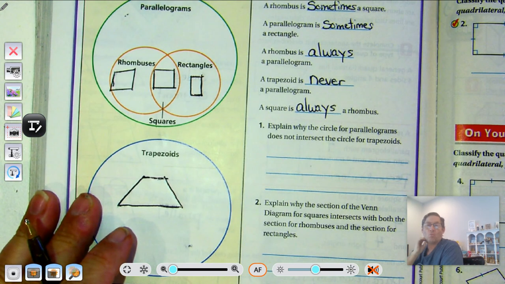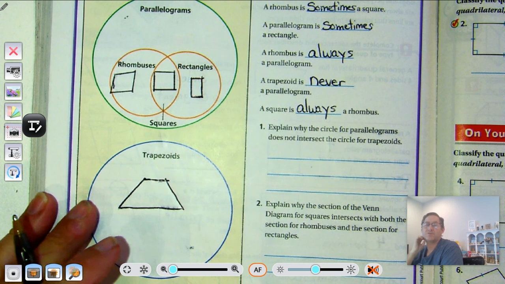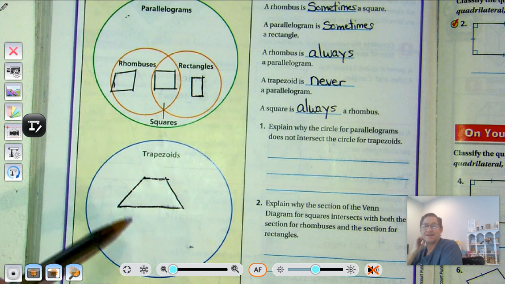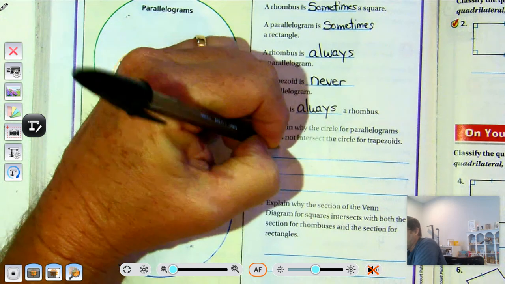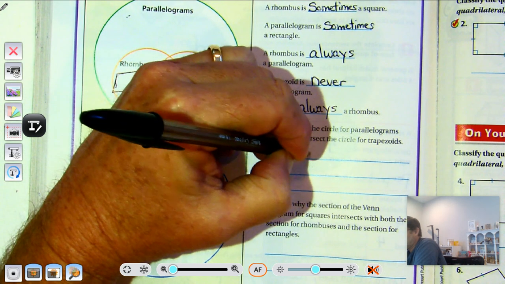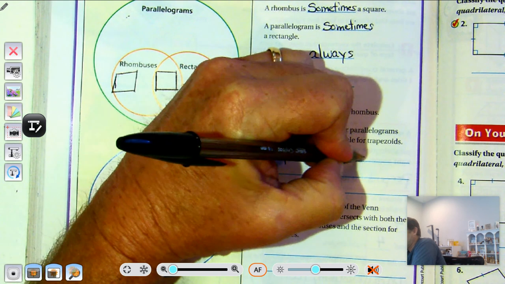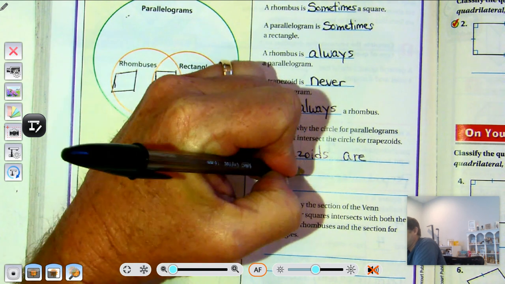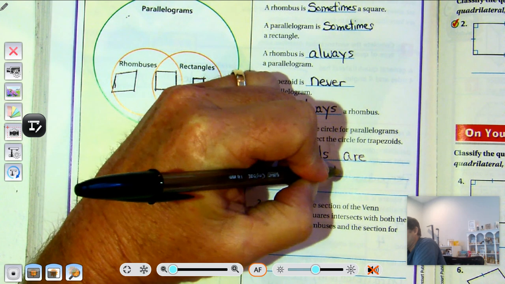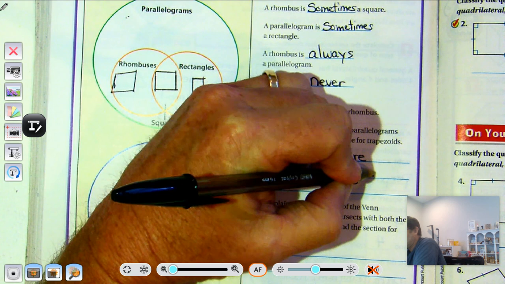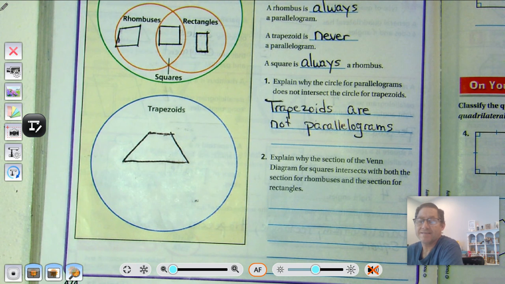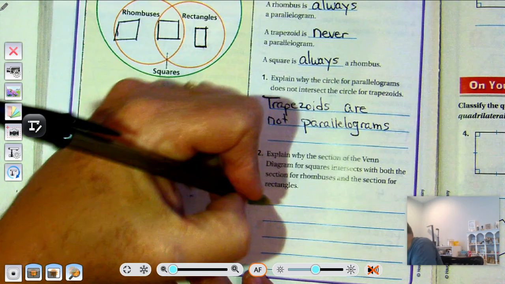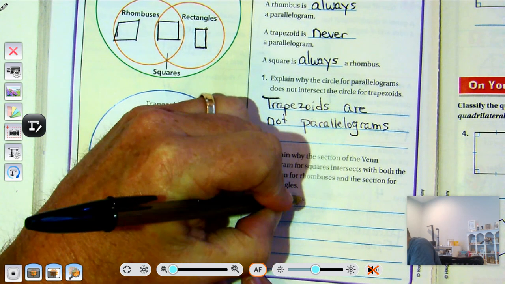All right, number 1. Explain why the circle for parallelograms does not intersect the circle for trapezoids. Well, trapezoids are not parallelograms. 2. Explain why the section of the Venn diagram for squares intersects with both the section for rhombuses and the section for rectangles. Squares are both rectangles and rhombuses.